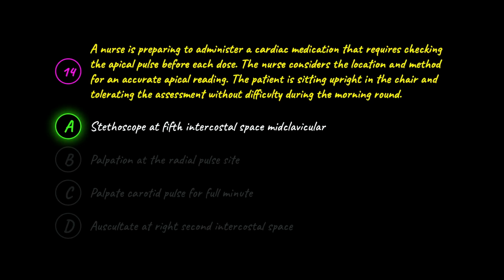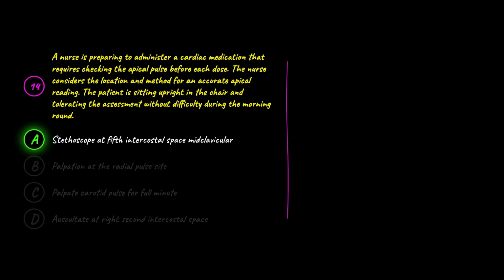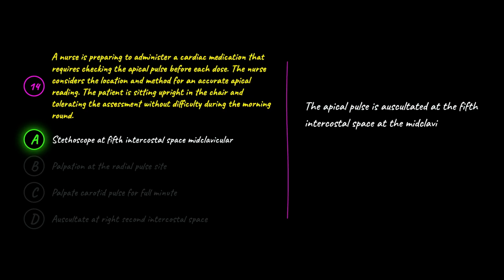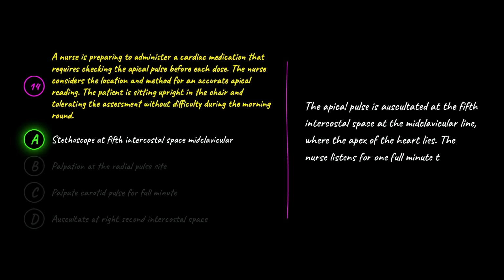The correct answer is A. Stethoscope at fifth intercostal space mid-clavicular. A is correct because the apical pulse is auscultated at the fifth intercostal space at the mid-clavicular line, where the apex of the heart lies. The nurse listens for 1 full minute to confirm rate, rhythm, and any irregularity.